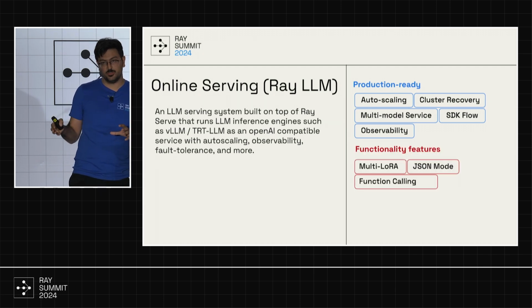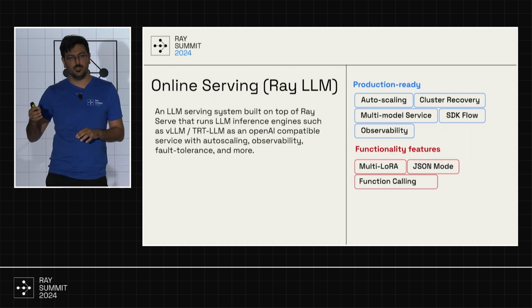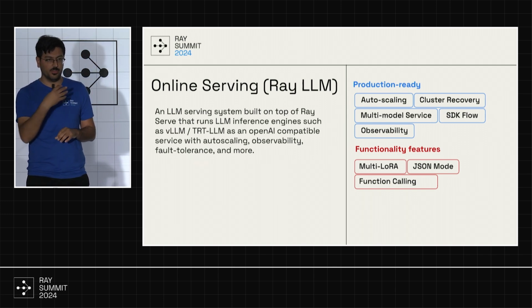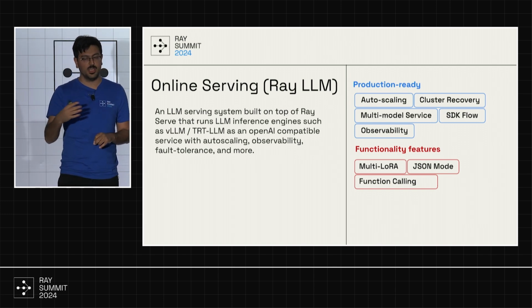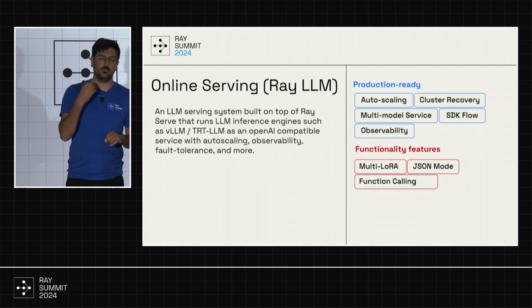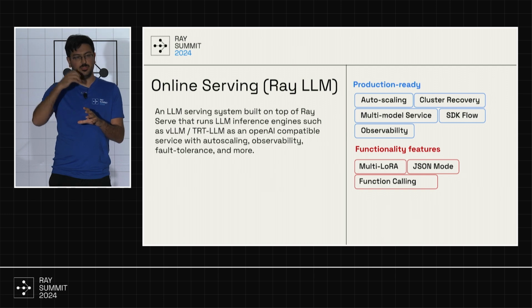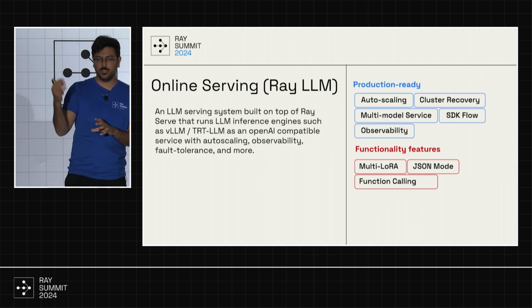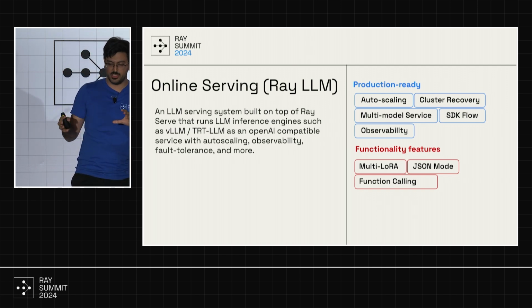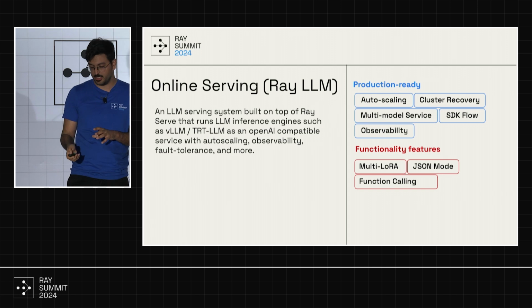There are functional features, like you can enable JSON mode or function calling on any open models, even if they don't support it natively. When you have a lot of fine-tuned models, you want to deploy one base model with a lot of loaded adapters at runtime, that is multi-LoRA. All of these functionalities are built in here.